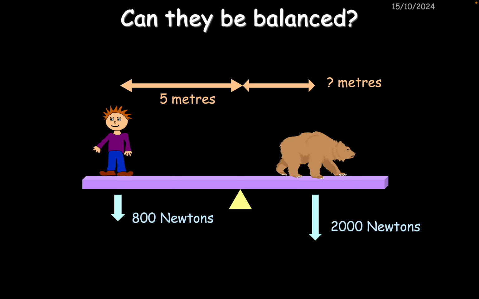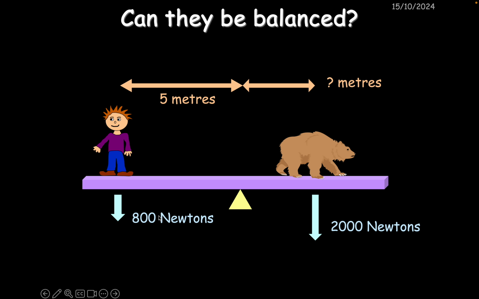All right, so can these two be balanced? Can the bear be balanced by the man? If the man is 800 newtons and the bear is 2,000 newtons, that's about 200 kilograms, what distance must the bear be standing, where the center of its mass, the center of its body, is where we draw the weight from? There'll be a separate section on how we determine the center of mass. So what distance must the bear be from the yellow fulcrum in the middle to balance the anti-clockwise moments produced by the 800 newton man or humanoid?